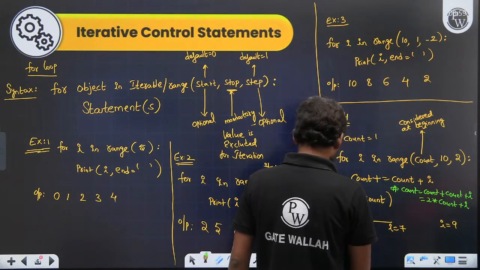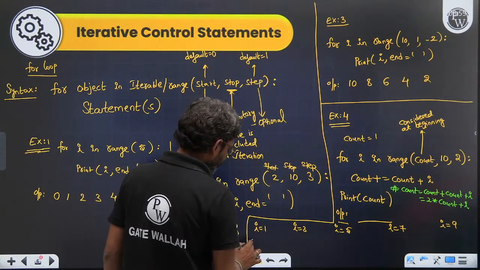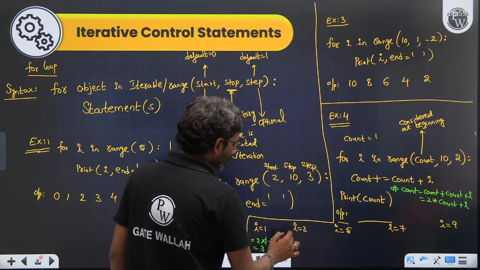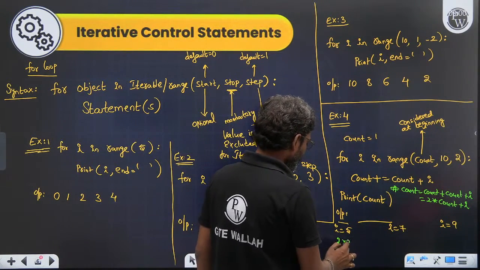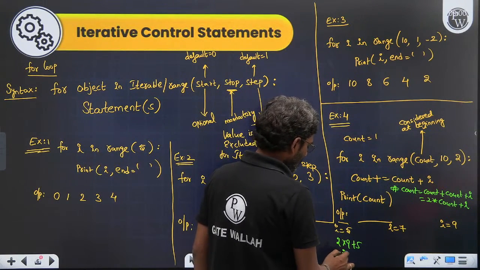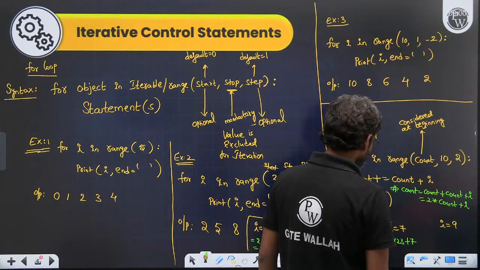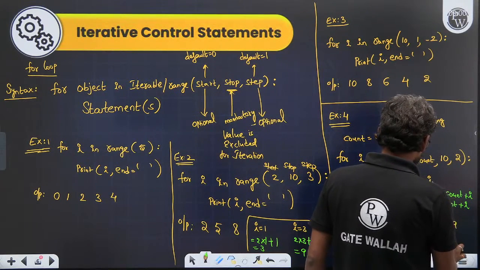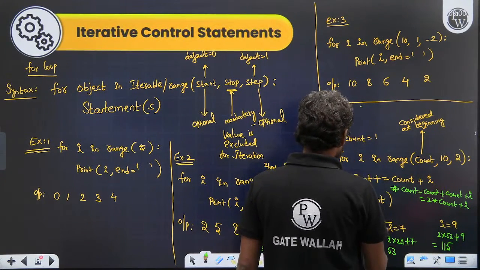Then Ashwini asks, yes, let it be. So when i is equal to 1, count will be 2 into count plus i, that is 3. When i is equal to 3, 2 into 3 plus 3, that is 9. When i is equal to 5, 2 into 9 plus 5, that is 23. When i is equal to 7, 2 into 23 plus 7, that is 53. When i is equal to 9, 2 into 53 plus 9, 115. So the final count value would be 115.